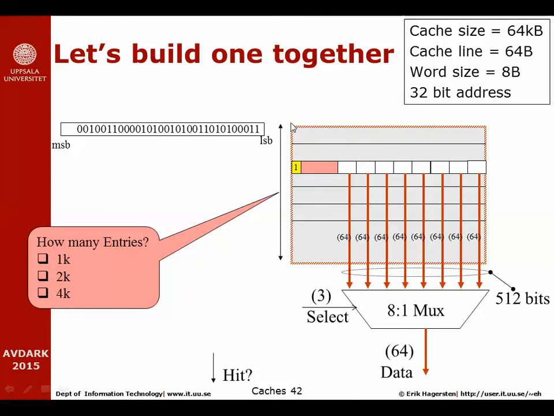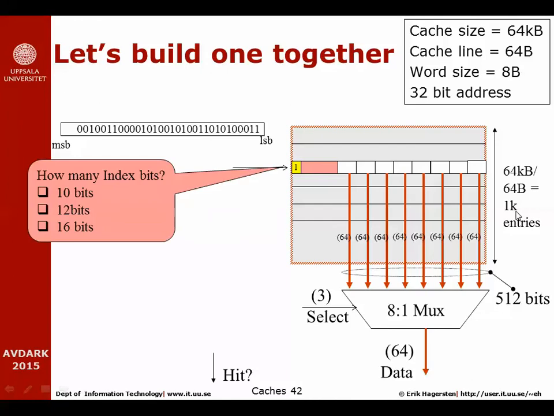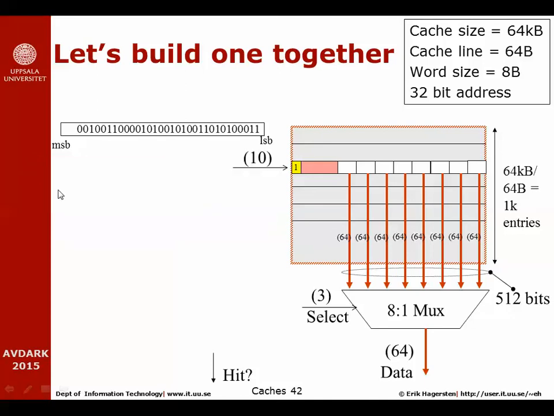How many entries are there in this cache? Well, there is 1K entries because it's a 64 kilobyte cache, and each entry has 64 bytes because that's the size of a cache line. So 1K entries. How many index bits will we need? Well, 1K entries, that implies 10 index bits.